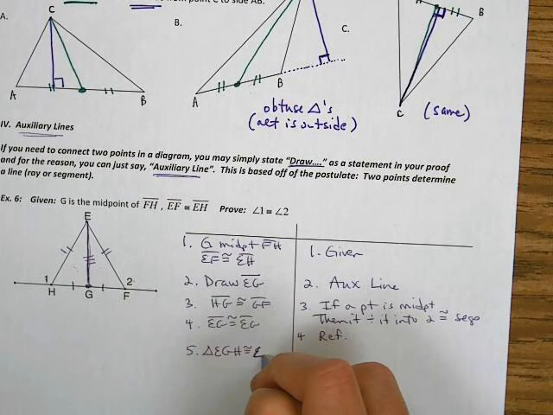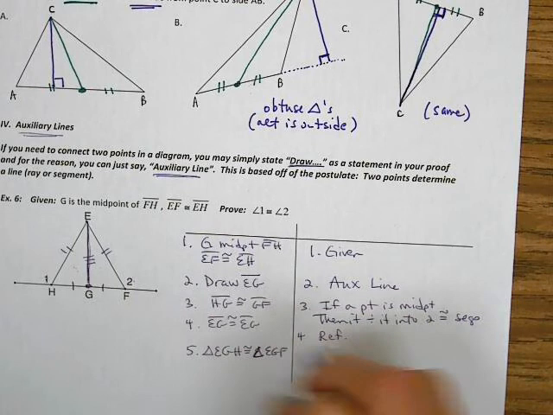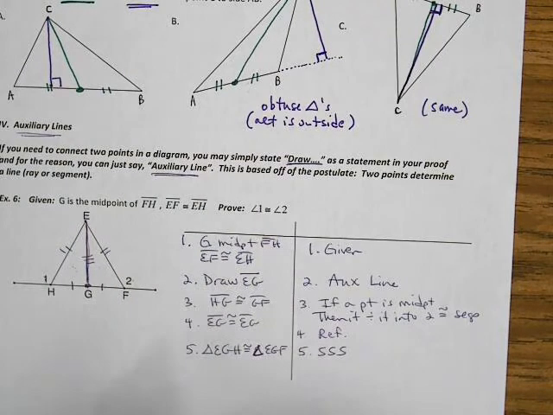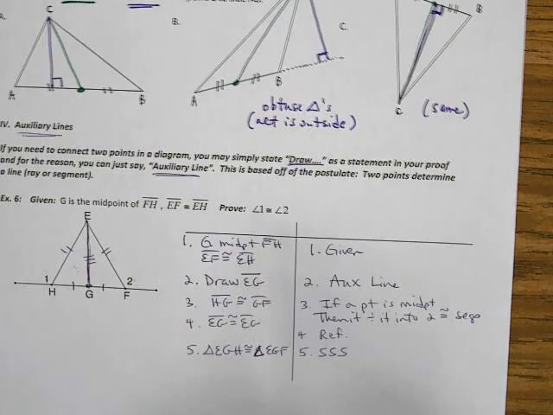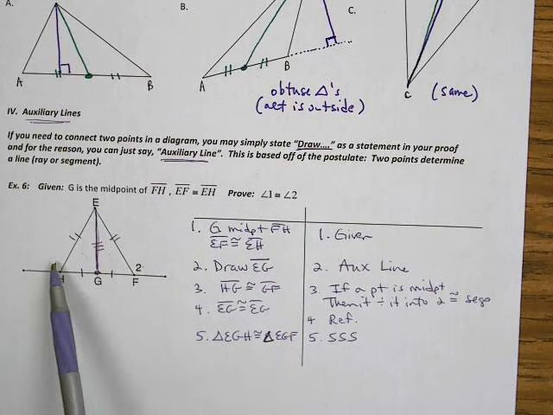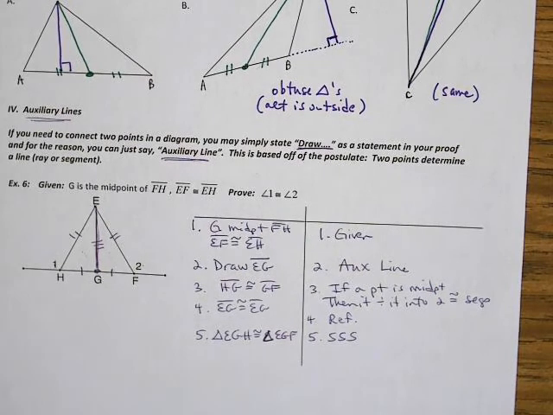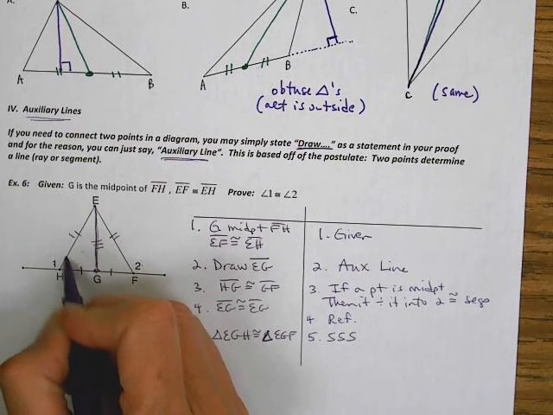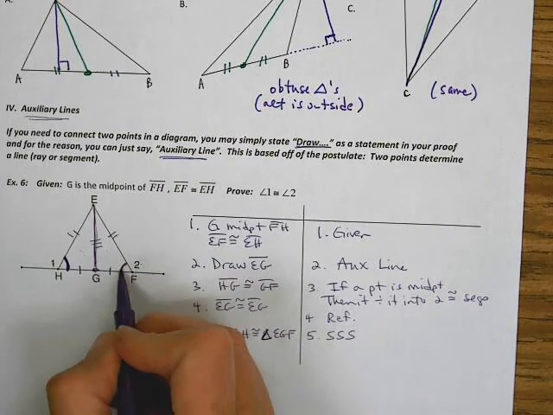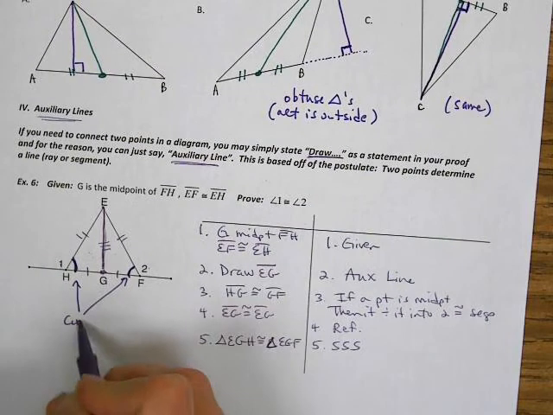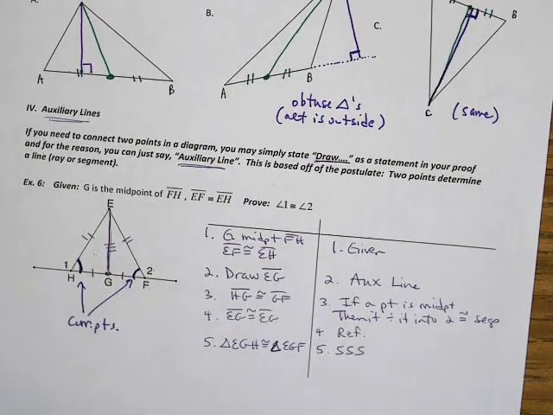Whoops, I forgot my triangle marker. Triangle EGF, side, side, side. But the question is, how is that going to help me get 1 and 2? What corresponding parts of these triangles are important to angles 1 and 2? Hopefully you realize it's these guys right here: this angle by H, and this angle right here by F. So these are the ones I'm choosing as my corresponding parts.